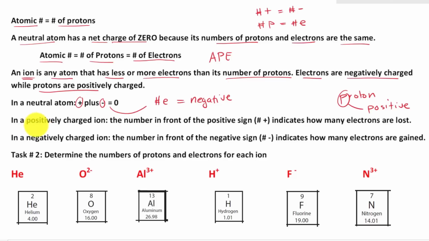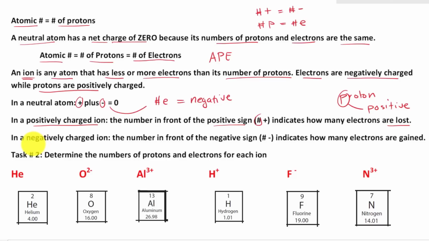Well, in a positively charged ion, the number in front of that positive sign, right there, indicates how many electrons are lost. So think of the term loss. What are we losing again? We are losing electrons. And what are electrons? Electrons are negatives. So if you lose a negative, of course the leftover positive protons now become a positive charge.